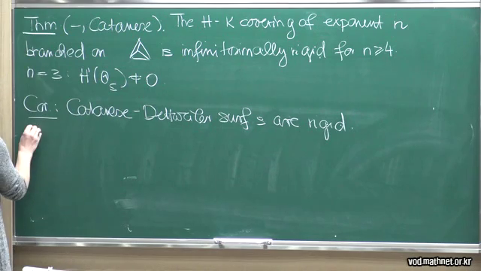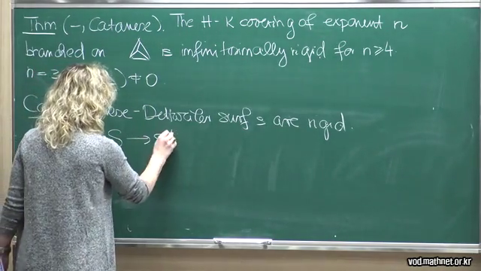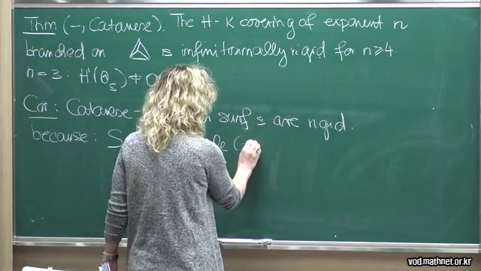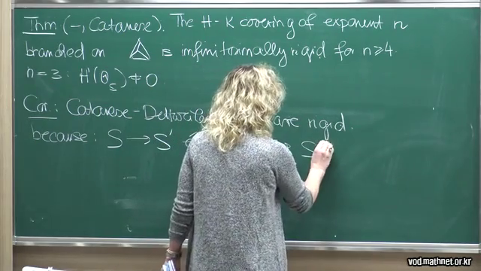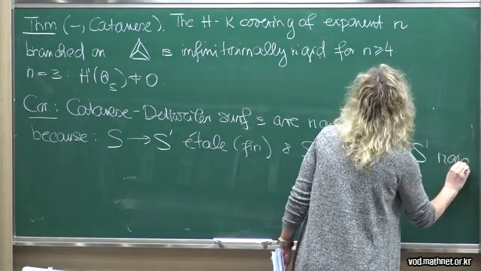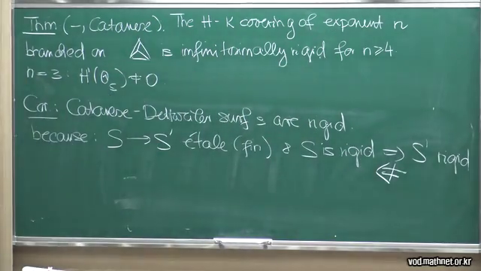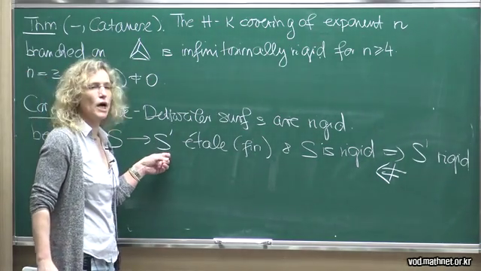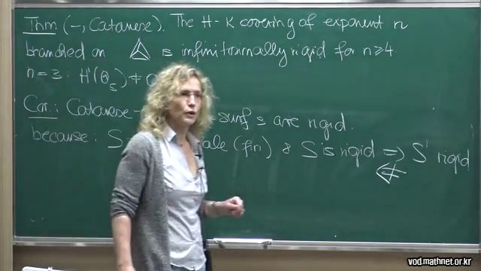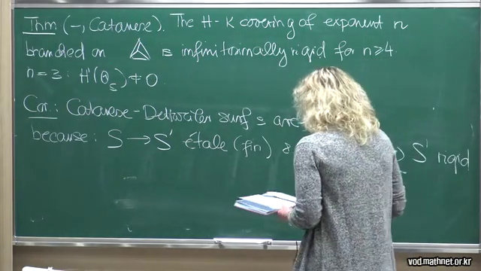Okay, and why is this? Because if I have S prime, a finite étale morphism, and S is rigid, then also S prime is rigid. The converse is wrong. So if S prime were not rigid, this is just a condition on a subgroup of the fundamental group. This would also hold for the deformation, and then you get a family also above. Okay.